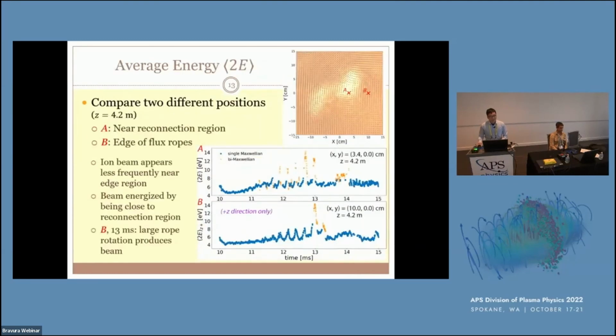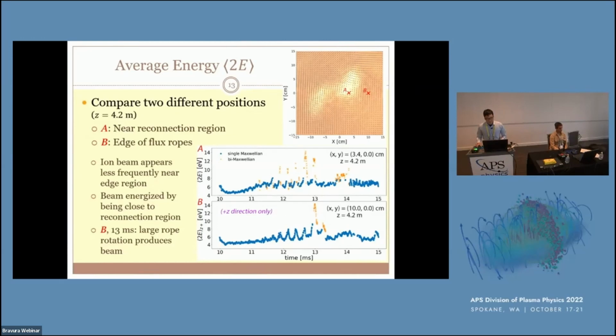Okay. Then the next thing we can do is compare the distribution function at 2 different locations. Point A is the point that I showed previously, and point B is a different point. Point A is near the reconnection region in between the 2 ropes, and B is at a region at the edge of the ropes. And then we do the same thing. We look at the plot of the average energy as a function of time.